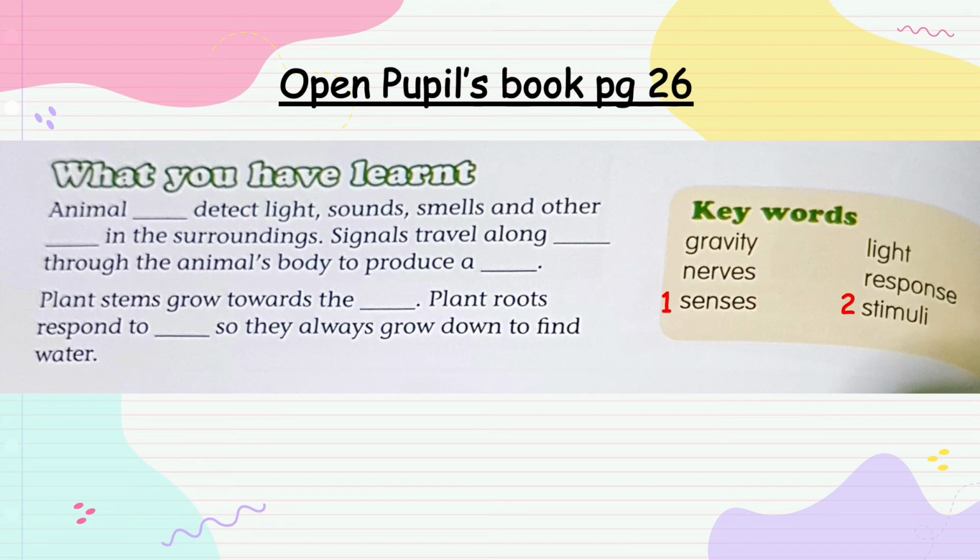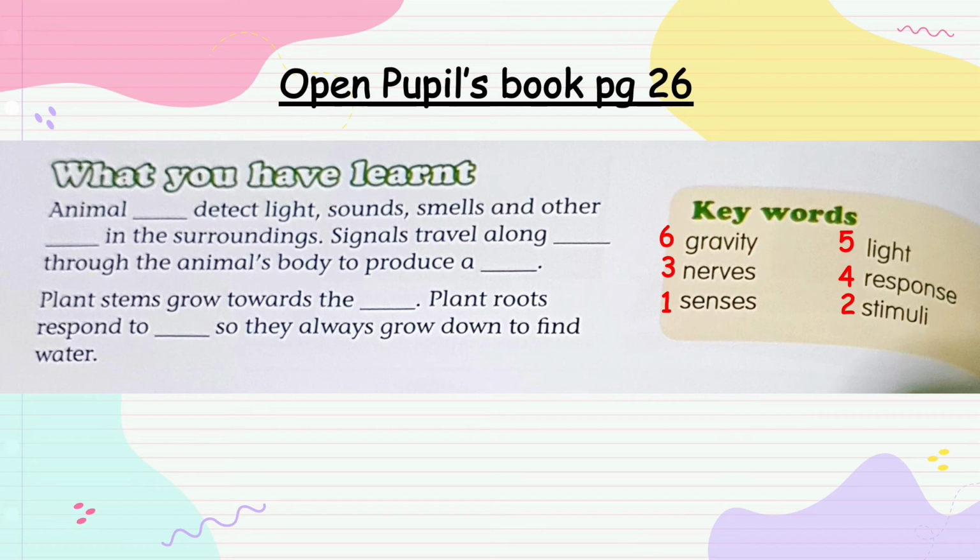Signals travel along the nerves through the animal's body to produce a response. When the signals reach your body, it makes you respond. So it produces a response. Plant stems grow towards the light, and the roots respond to gravity.